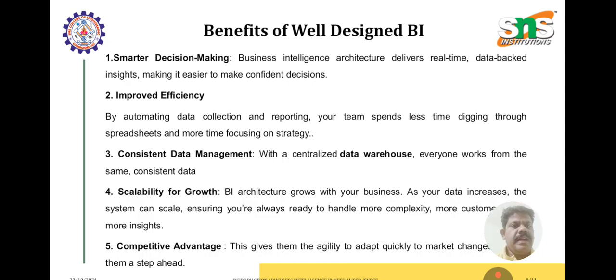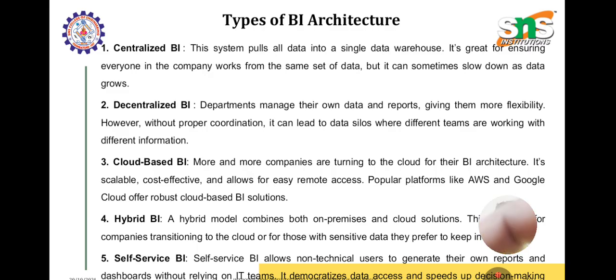Scalability is another benefit for growth, and this is completely beneficial to the data systems, ensuring they are ready to handle more complexity and more customers, and have more insights into it. And competitive advantage: this gives you the agility to adapt quickly to market changes, putting you a step ahead. The types of BI architectures are centralized BI, decentralized BI, cloud-based BI, and hybrid BI, and there is also one kind called self-service BI.